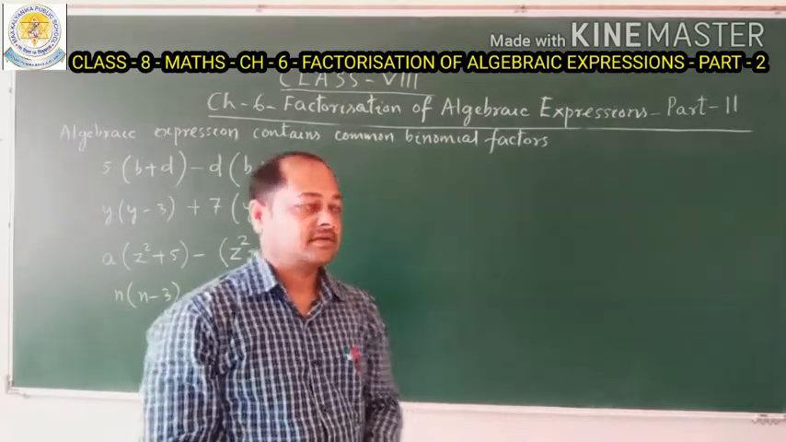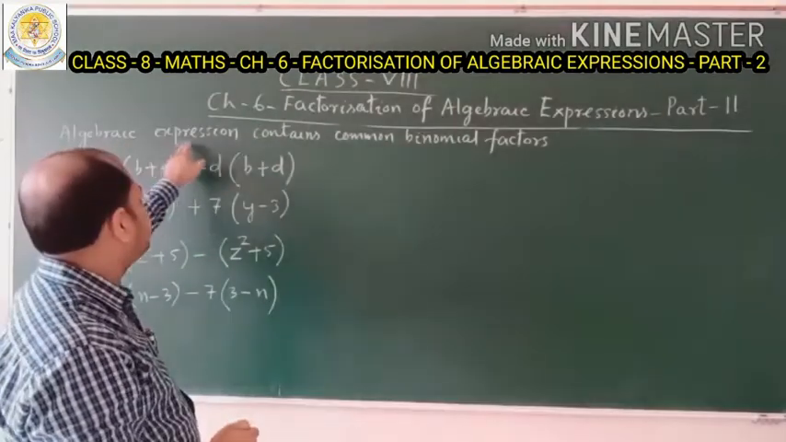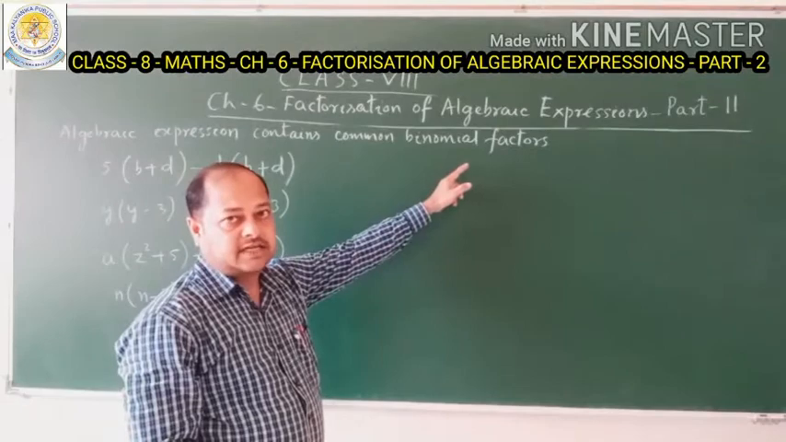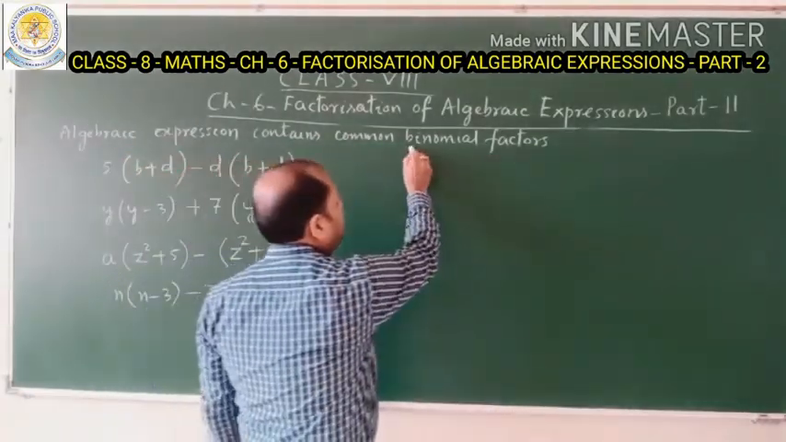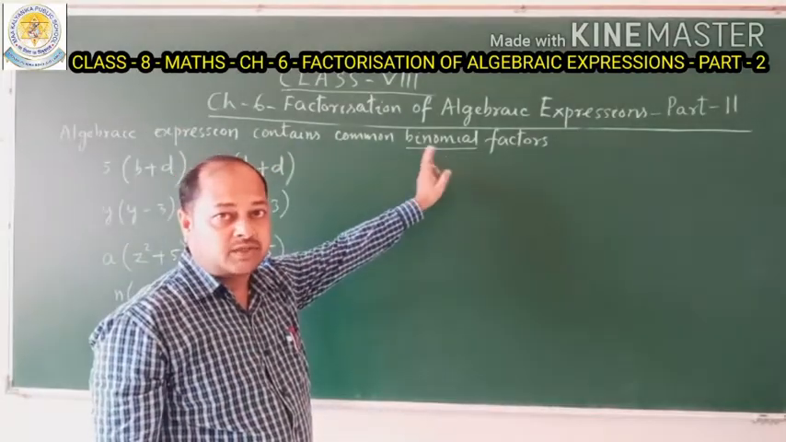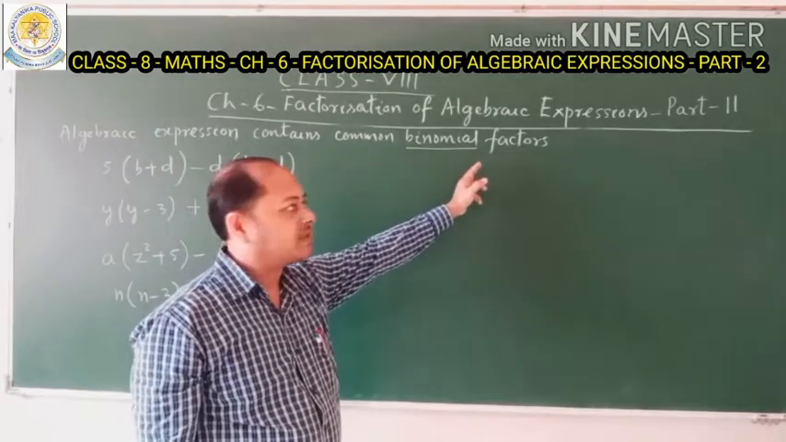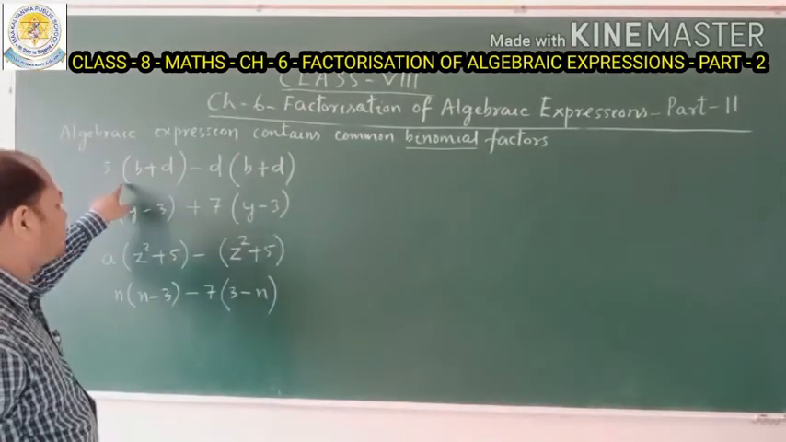Let's start. First of all, we are going to discuss when an algebraic expression contains common binomial factors. That means in this condition there are common binomial factors. Look at the term binomial. Binomial means two terms. Binomial means two factors are common. So what are binomial factors? Let us see.